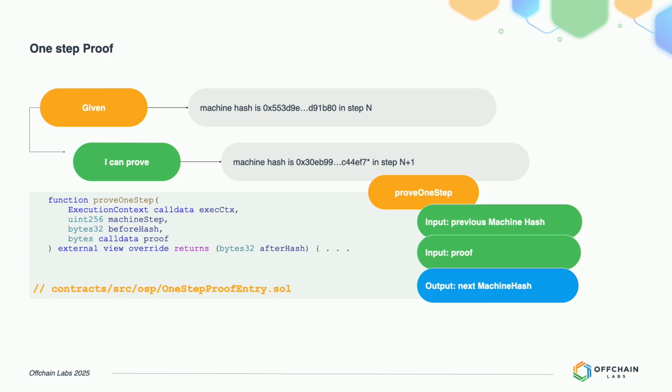Prove one step is a function. It receives two important inputs. There are other inputs, but we won't talk about them. The two important inputs it receives: first of all, what was the previous machine hash, the one we're proving from? And second of all, it receives a large byte array that we call a proof. Its output, thanks to these two inputs, will be that next provable machine hash. So it will tell us the next machine hash, and if it agrees, then we have basically proven our claim.